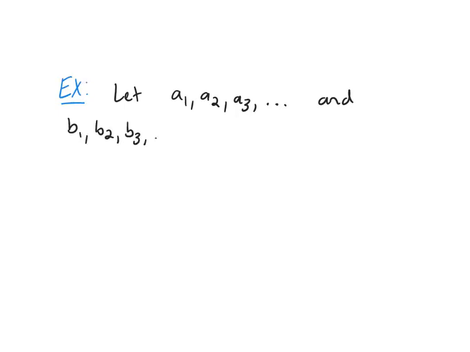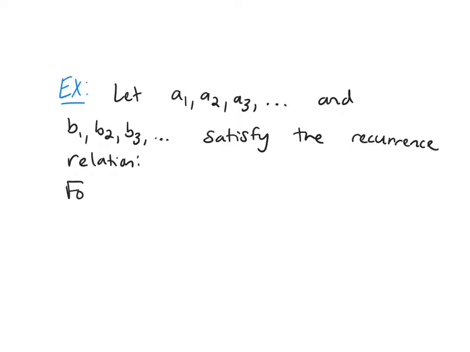Let's look at a few more examples of recurrence relations. Let's suppose I'm looking at two sequences, A1, A2, A3, so that's one sequence, and B1, B2, B3, that'll be another sequence, and they satisfy the recurrence relation for every integer k greater than or equal to 2.